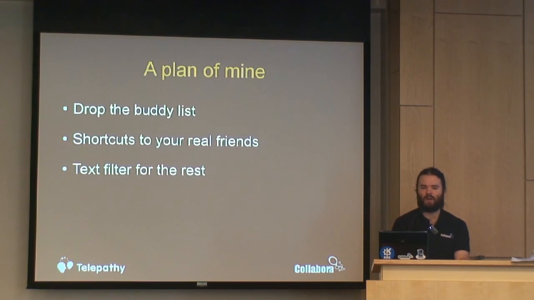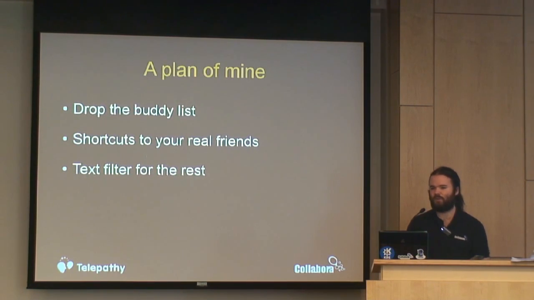Personally, I have tons of people on my IM client list that I really never talk to, but maybe at some point in the future I will want to talk to them, so I keep them on there. So my idea is to, instead of having a buddy list, have just your shortcuts to your actual real friends that you actually talk to. So in my case, there'd be about 4 people that I actually initiate IM contacts with regularly, and then just have a text filter for the rest.